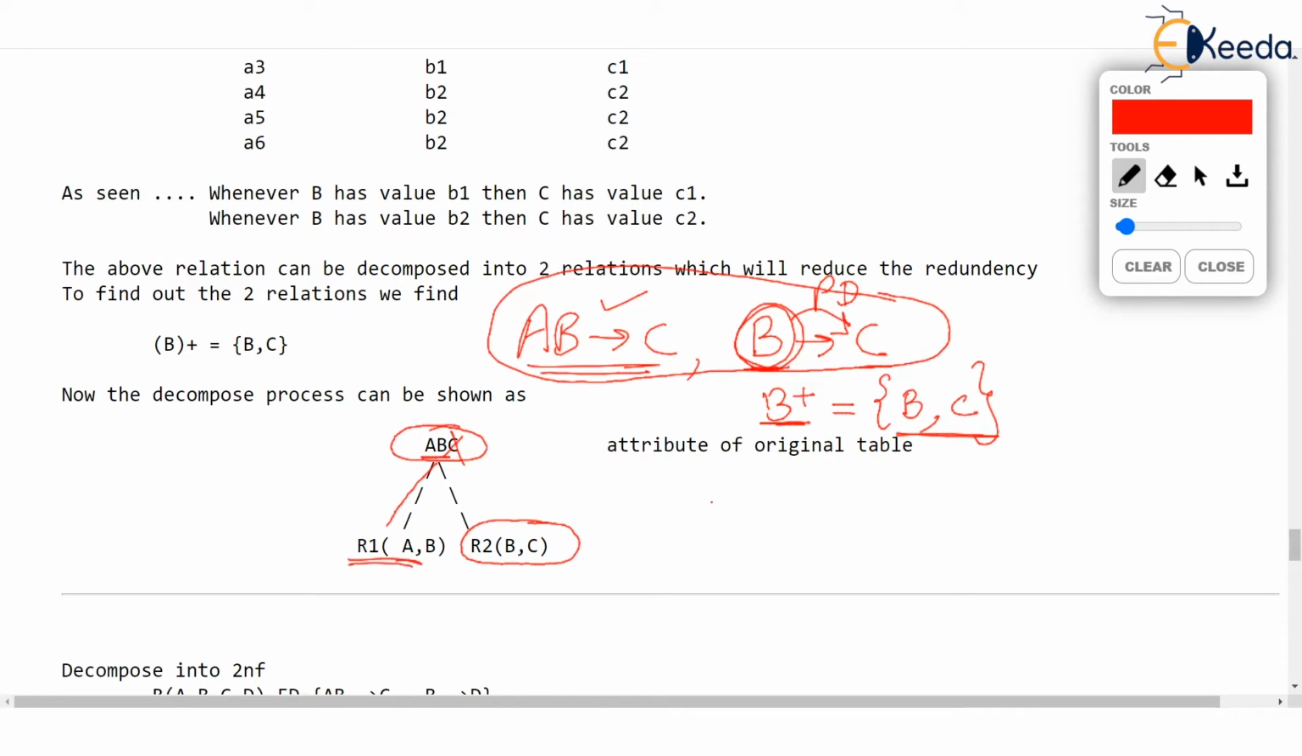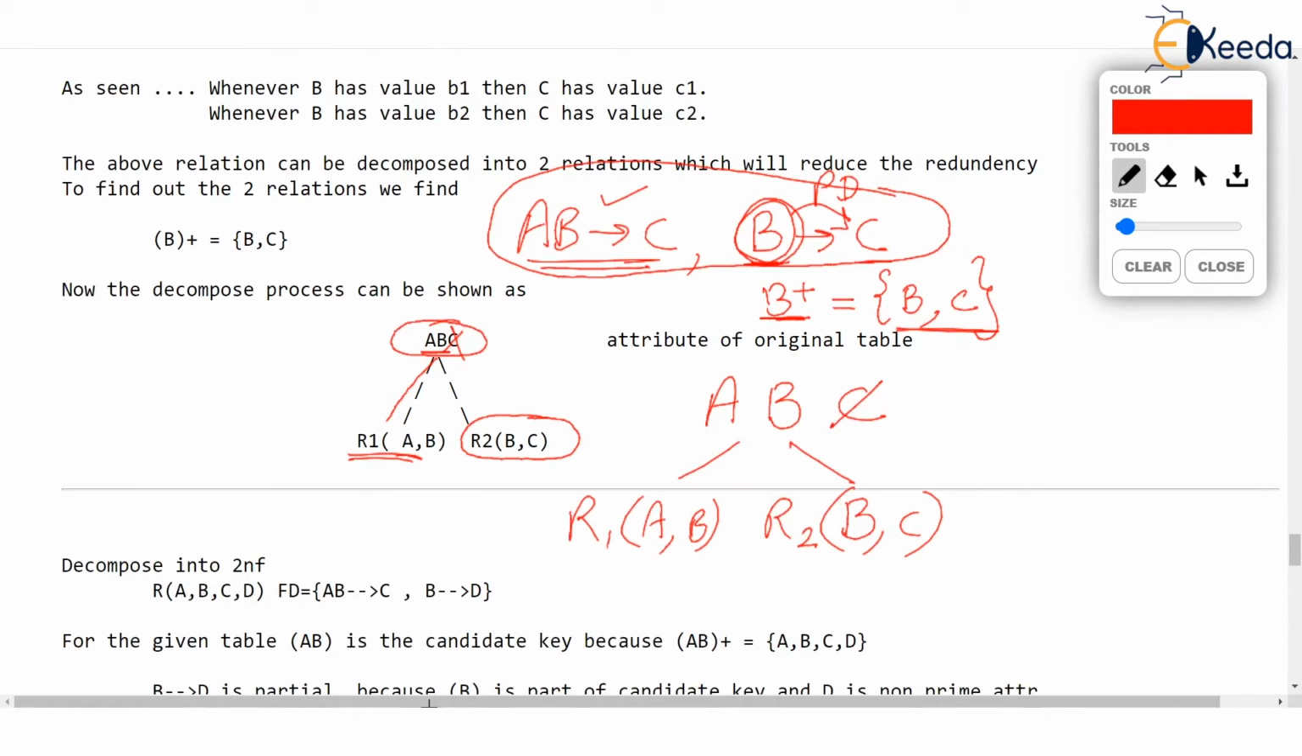I'll show this working again over here. ABC is the original table and B determines C is the partial dependency. So we have found B plus because B was determining C. So we found the left hand side closure B plus. B plus contains BC. So one of the tables will contain BC, these two attributes. Let's call it R2. And we say B closure contains C. So B has taken out C. This is the way we show. Now in the other table remaining, these two attributes A and B will go. So these are the two tables that we will get.